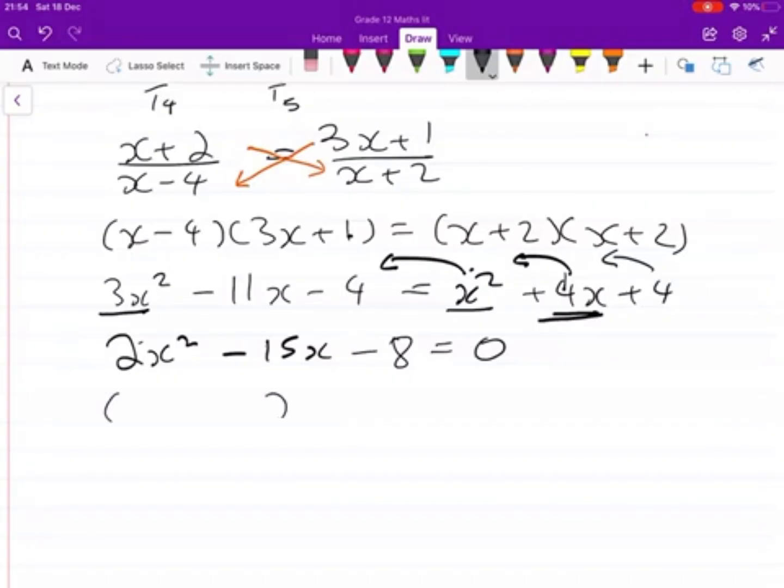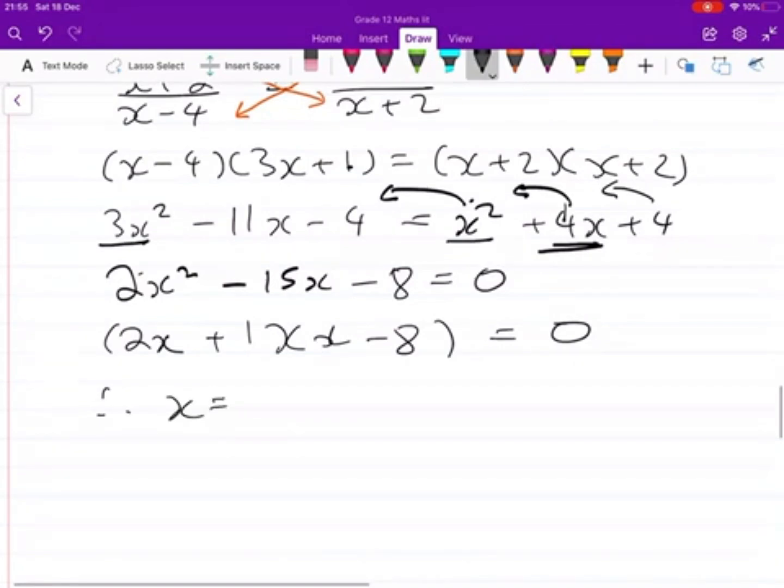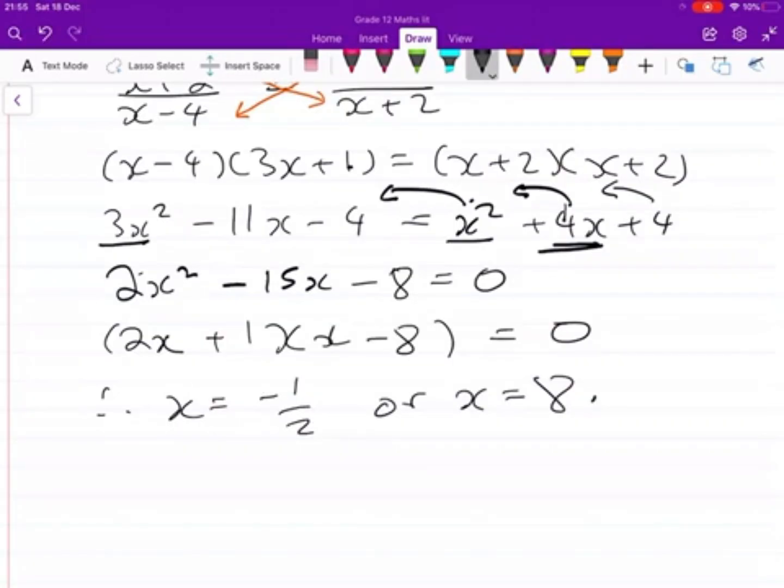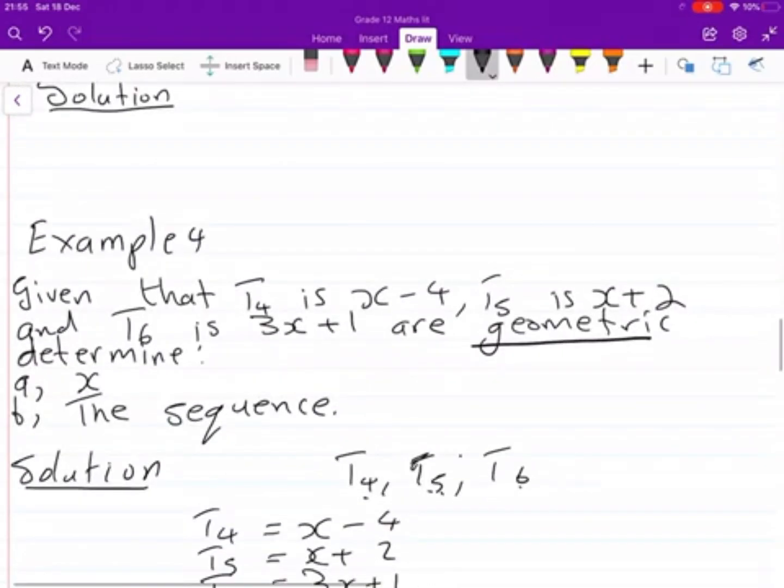Then we want to factorize this. All right, that's 2x and x. That's plus 1 and minus 8. Therefore, x can either be minus 1 over 2 or x can be equal to 8. All right, that's simple. That's simple. All right, let us look at the second question.